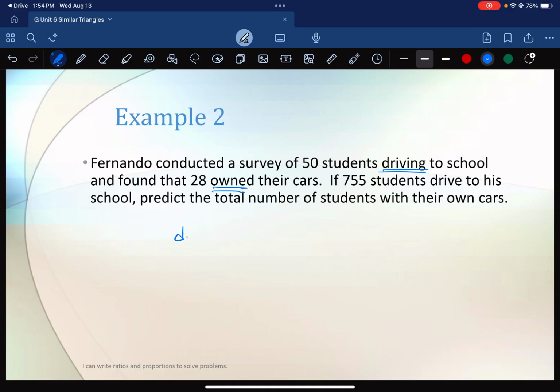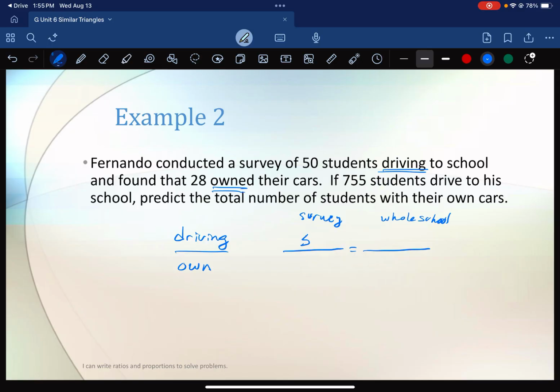So we're going to write a proportion. And it doesn't matter which way you set this up, but I'm going to put driving on top of my proportion, and I'm going to put owning on the bottom of my proportion. And here's my proportion, which a proportion just sets two ratios equal to each other. That's all that means. And so what I've got is the survey results here, and then I've got the whole school. So in this fraction, I'm going to put the survey numbers.